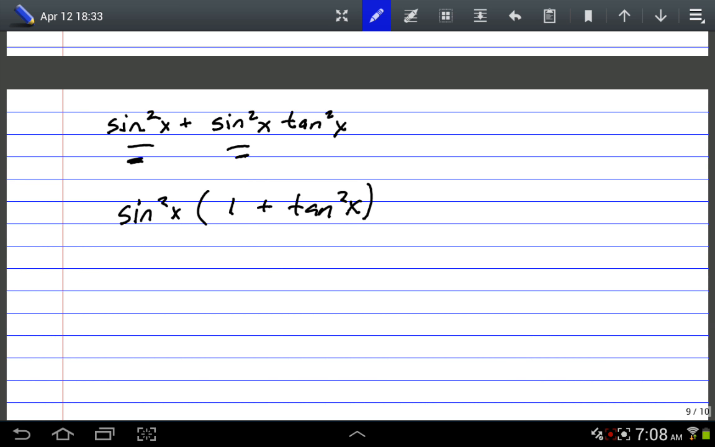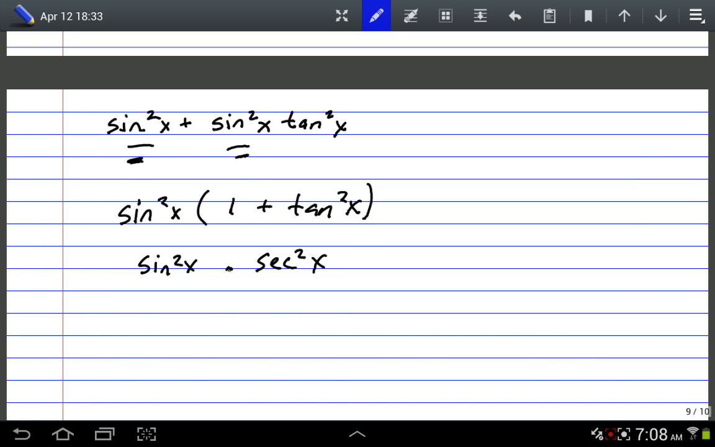Okay, now that should look familiar. 1 plus tangent squared. I'm looking at a Pythagorean identity right there. What is 1 plus tangent squared? Secant squared. Okay. Remember, those are the ones you can write down. You can write down sine squared plus cosine squared equals 1 and derive the other two. That's one of the other two. So that is secant squared right there. So we'll get sine squared x times secant squared x.